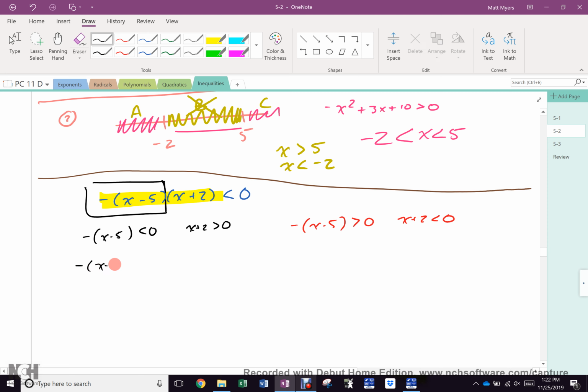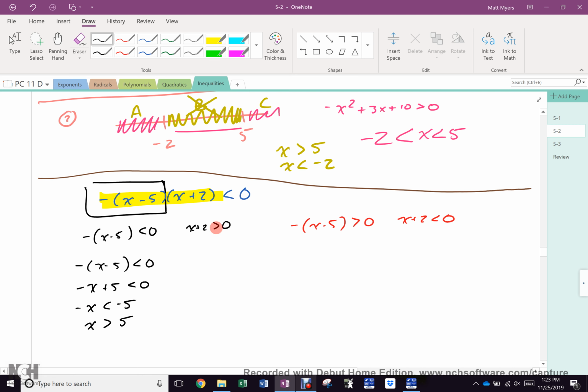negative x minus 5 is less than 0. How do I get rid of that negative? How do I get rid of that negative? I could distribute it in, which would get me negative x plus 5 is less than 0. Happy? Okay. Negative x is less than negative 5. And then x is what? Greater than positive 5. Because when I divide by a negative 1, I got to flip the sign, yeah?